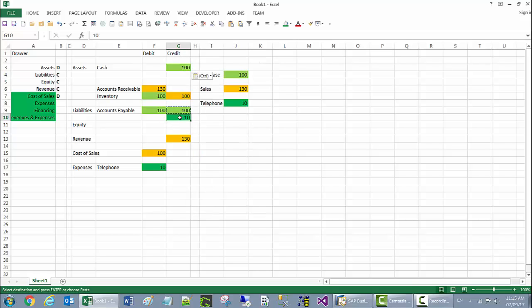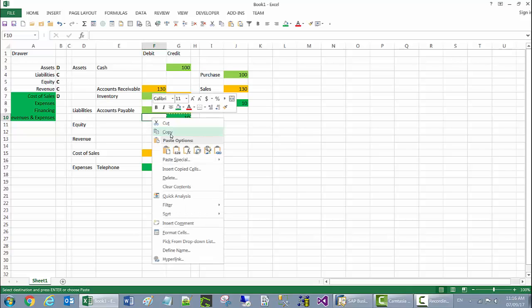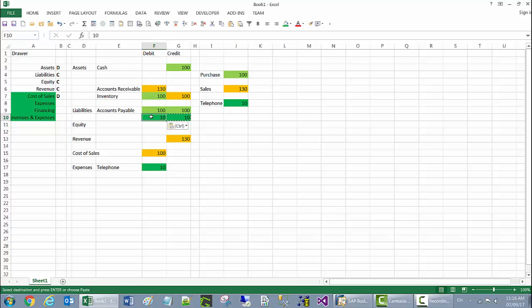Now you pay the $10, and when you pay this $10, your liability goes down. It's C, so it has to be on the debit side because it went down. And your checking account also goes down, so it has to be on the credit side. Your asset cash account is a debit account, so the $10 that went down has to go to credit.